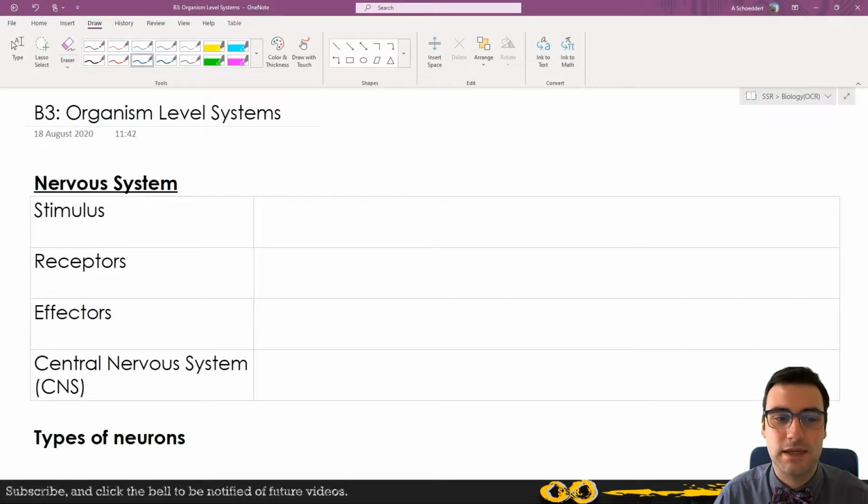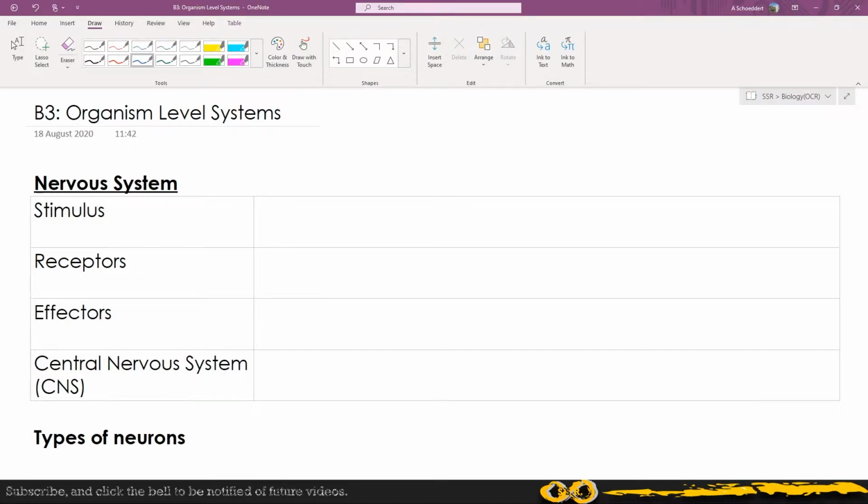This topic begins with the nervous system, and that's what you use to control your muscles and to sense the environment around you. And so we're going to start off with some key words. And the first of those is the stimulus, which is a change in the environment.